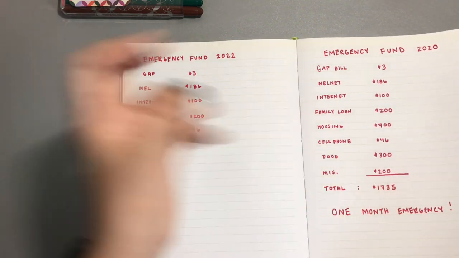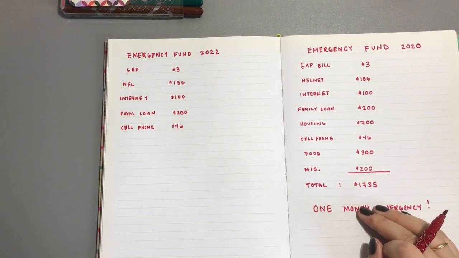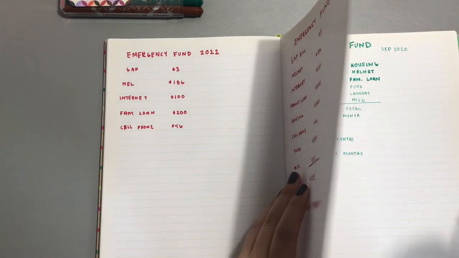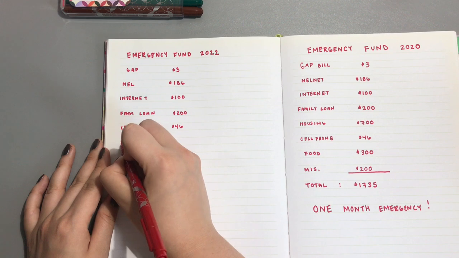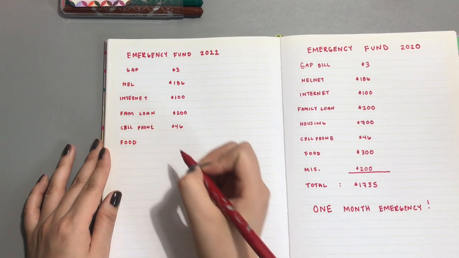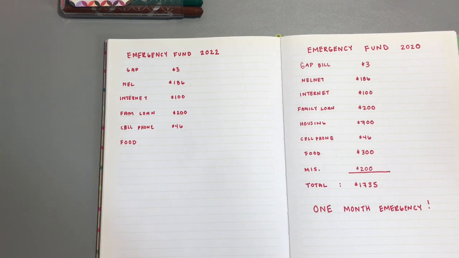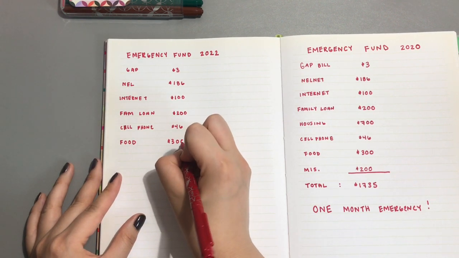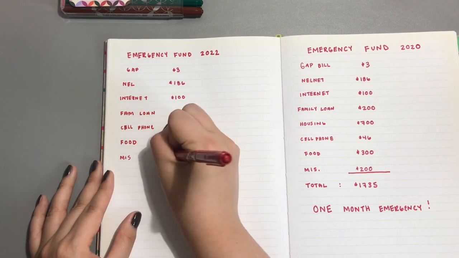Oh, miscellaneous would probably be considered. Miscellaneous could also include your laundry money. But keep that in mind, because if you're trying to get a new job, you gotta smell good. Cell phone, food. I kind of did it wrong. I just realized that for the other emergency fund, I didn't include cell phone and internet, which is bad because I need that in order to find a new job if I ever lose mine. So food, I'm just gonna put 300. Miscellaneous, I'm gonna keep at 200.